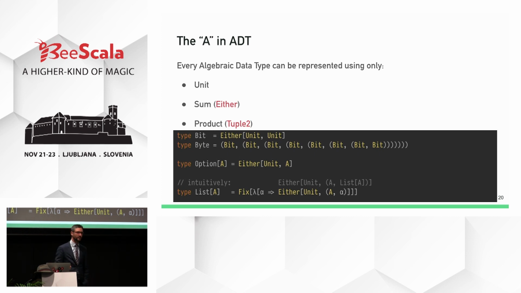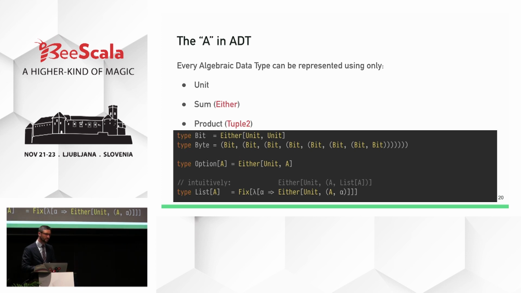Either A B is a type that has as many inhabitants as there are inhabitants in A plus inhabitants in B. So Either Unit Unit has 1 plus 1 inhabitants, that's 2. That's the same number of inhabitants as the Bit type. So there must be a correspondence from Bit to Either Unit Unit.